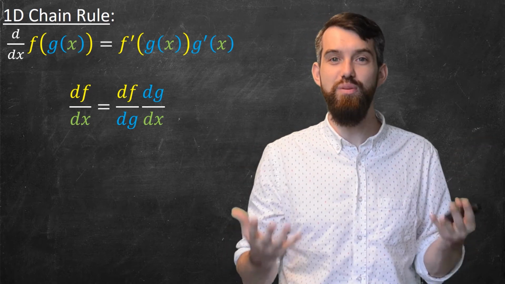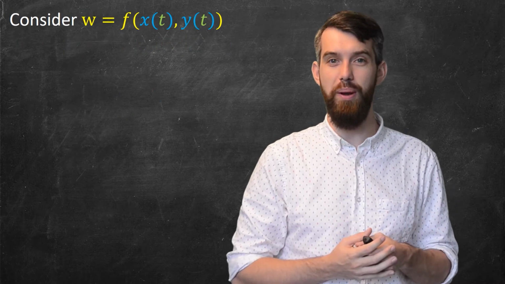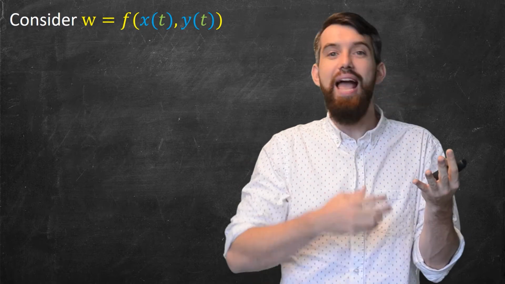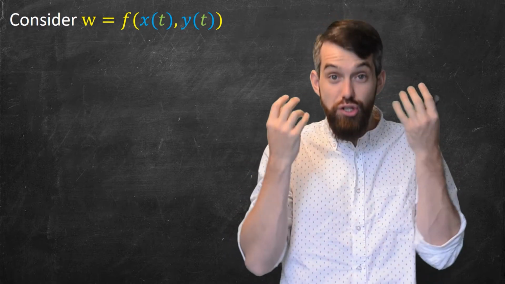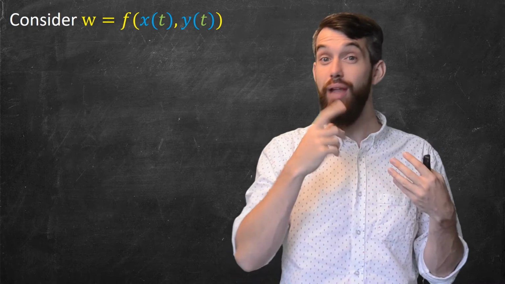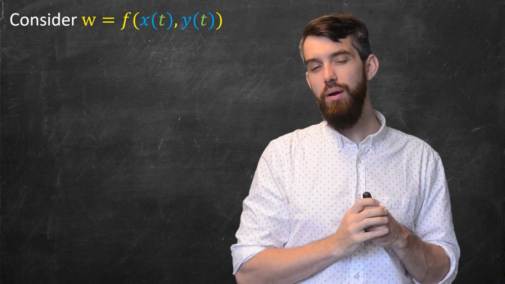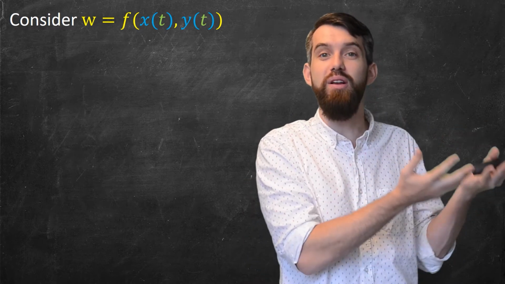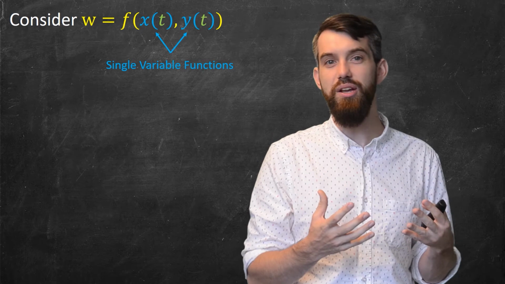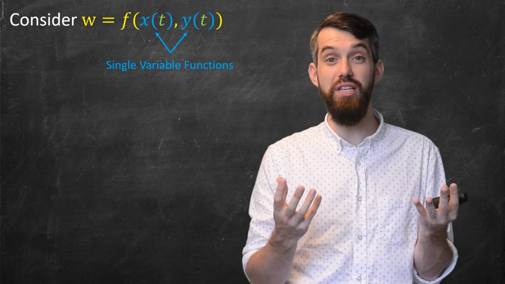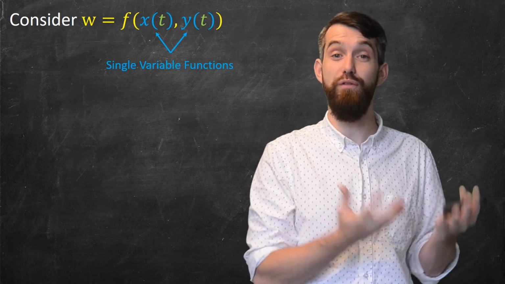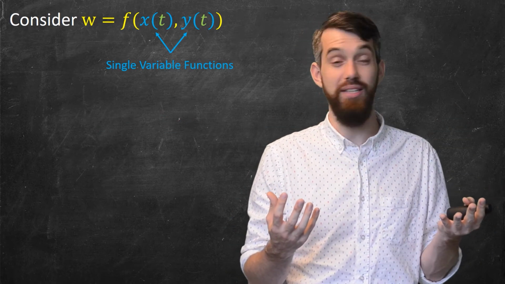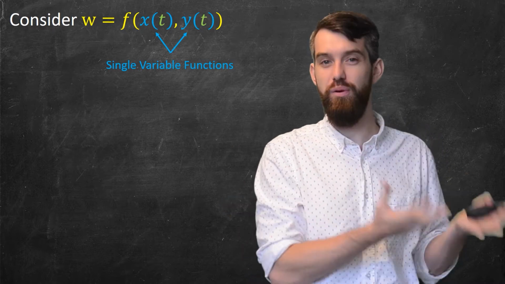So to look at one of these higher dimensional situations, let's consider the following. Imagine I have a function f, and the function f depends on an x and a y. So this is a function with two inputs, x and y, and a single output, w. But both the x and the y themselves depend on some other variable, t. Now, what's key here is that x of t and y of t are both single variable functions. They have a single input t and a single output x or y, depending on which they are. It's only the f that is a multivariable function.